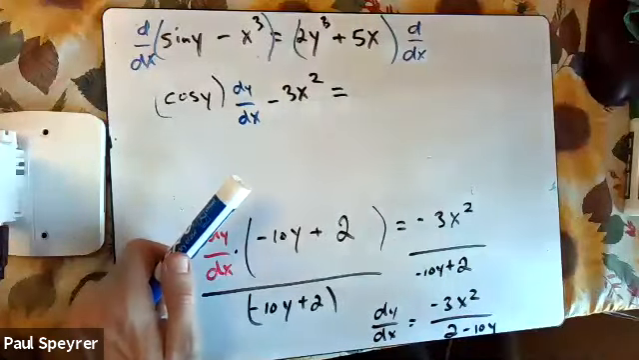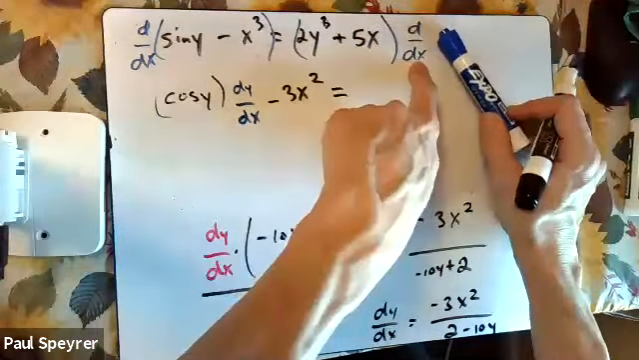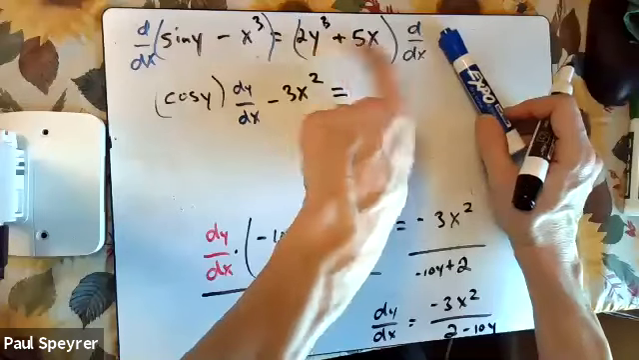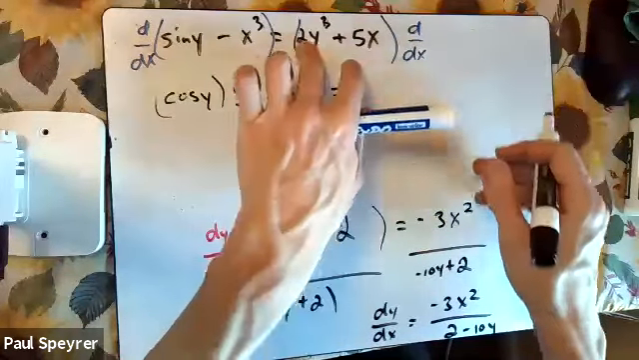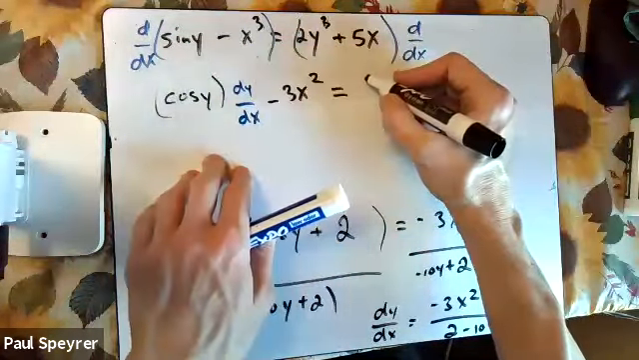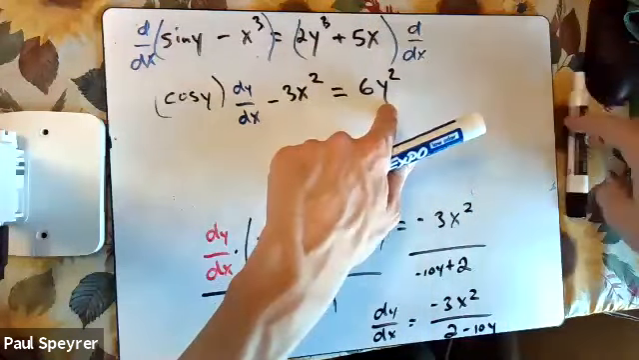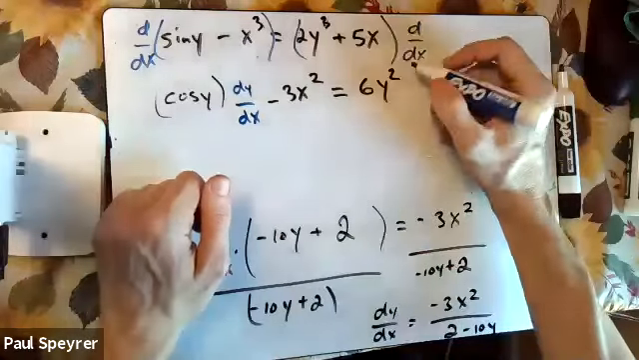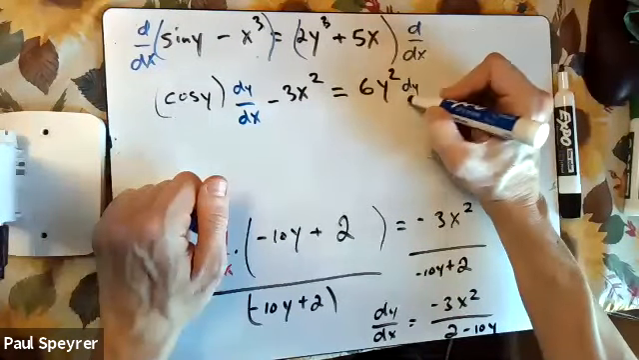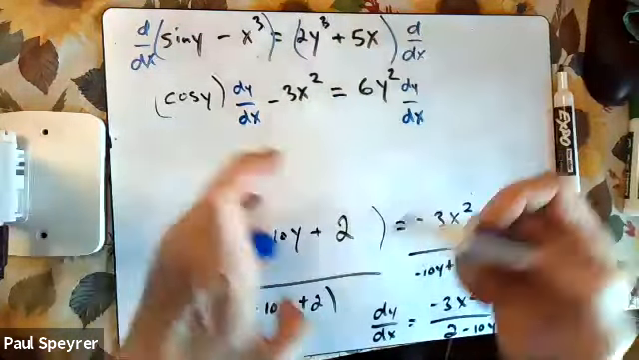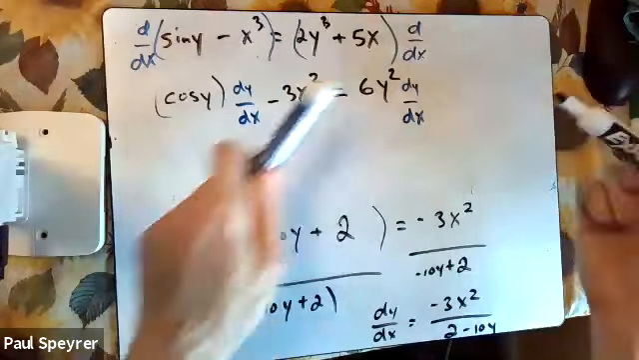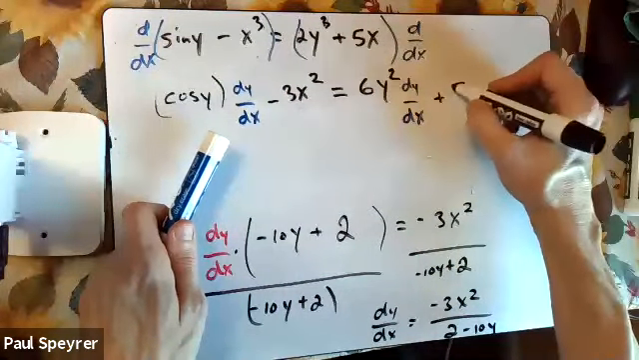Now let's go to the right side. So the derivative of 2y cubed with respect to x. Well, we're going to have to do the power rule again. That's going to be 6y squared. But then we need to take the derivative of y with respect to x. So that's dy dx. And then the derivative of 5x is just plain old 5.